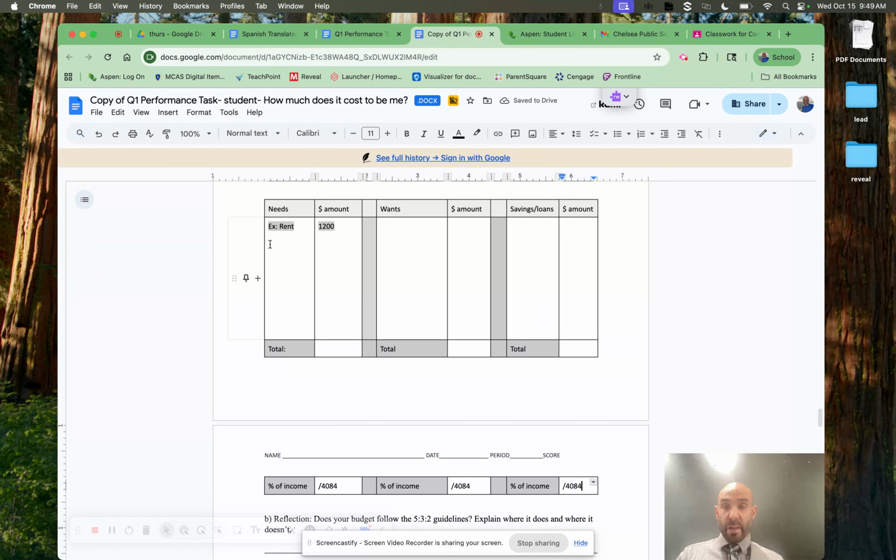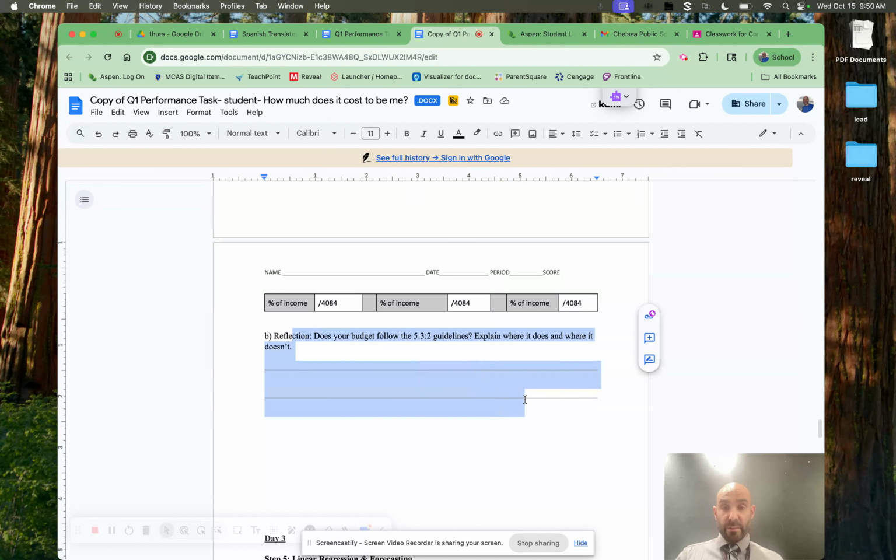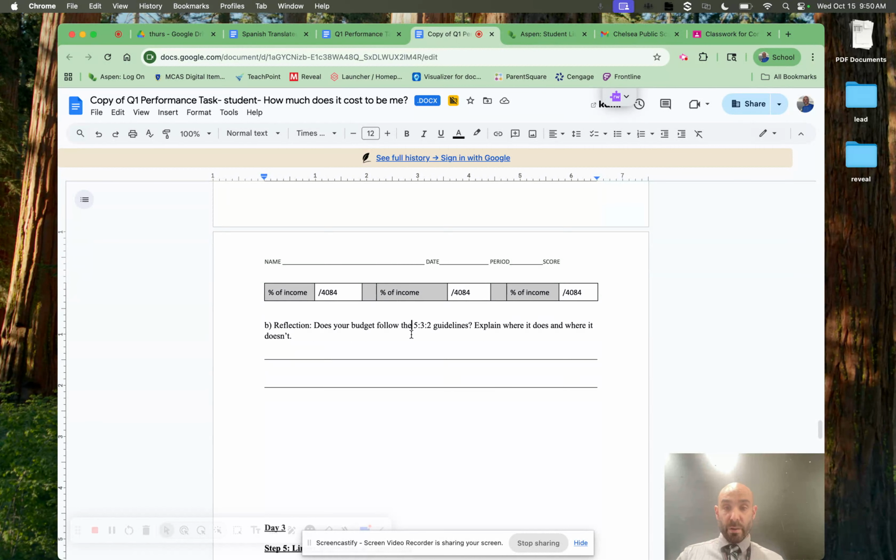I'm going to think what percent I spend on my needs, what percent I spend on my wants, what percent I spend on my savings. And then you're just going to reflect. How'd you do in terms of the 5-3-2 budget? Does it work? Where doesn't it work? He's going to explain.